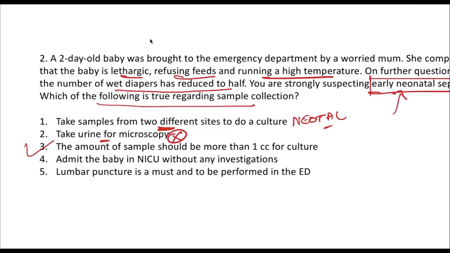Only in late neonatal sepsis, microscopy is recommended. That's what you need to remember. Next thing is the amount of sample should be at least 1 cc, that is 1 ml. Yes, absolutely right. At least 1 ml you should collect.